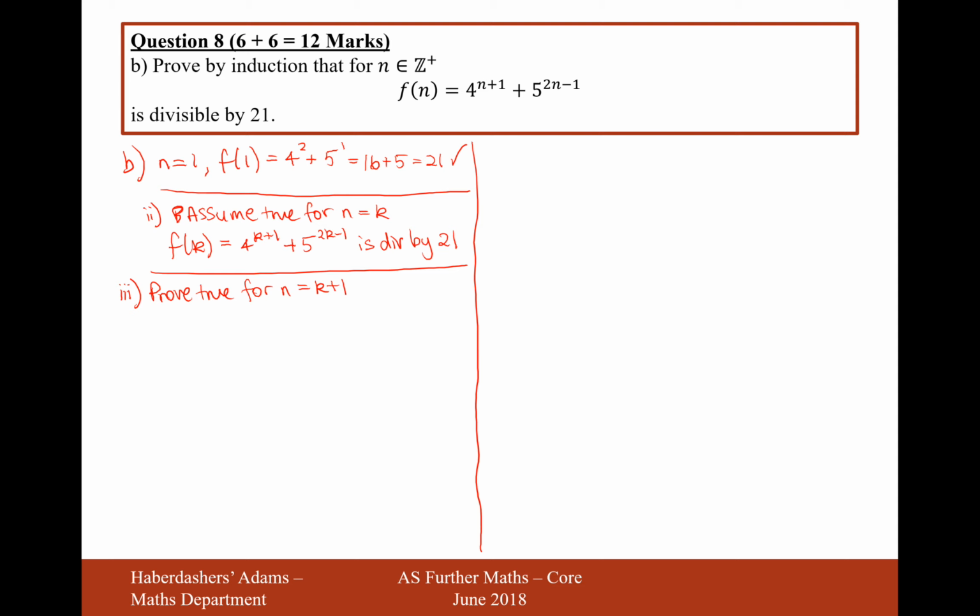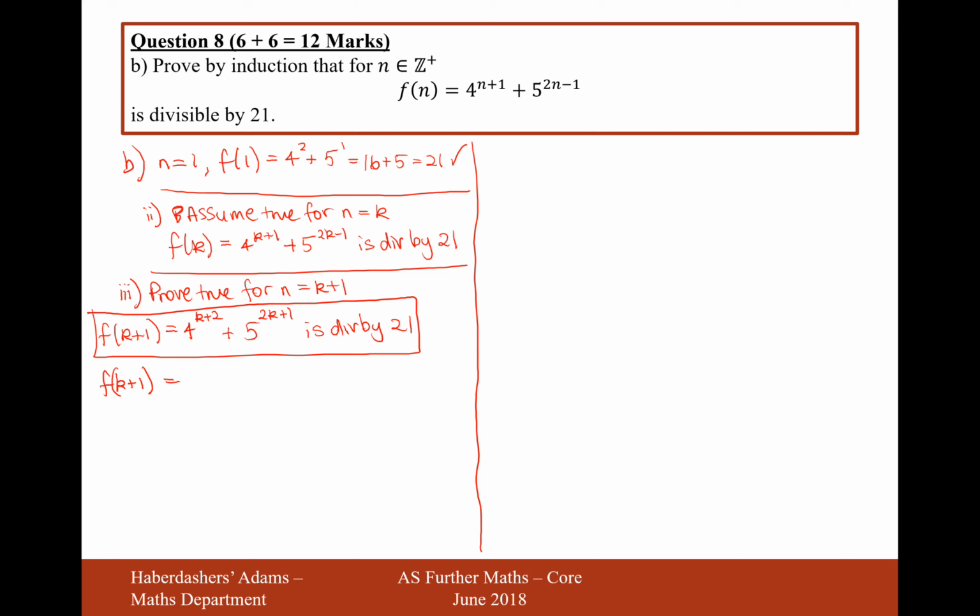Now what we want to show here is that f of k plus 1, which is 4 to the power of k plus 2 plus 5 to the power of 2k plus 1, is divisible by 21. Okay, so let's start. This is what we want to show. Let's start with f of k plus 1, which is equal to 4 to the power of k plus 2 plus 5 to the power of 2k plus 1, sorry.